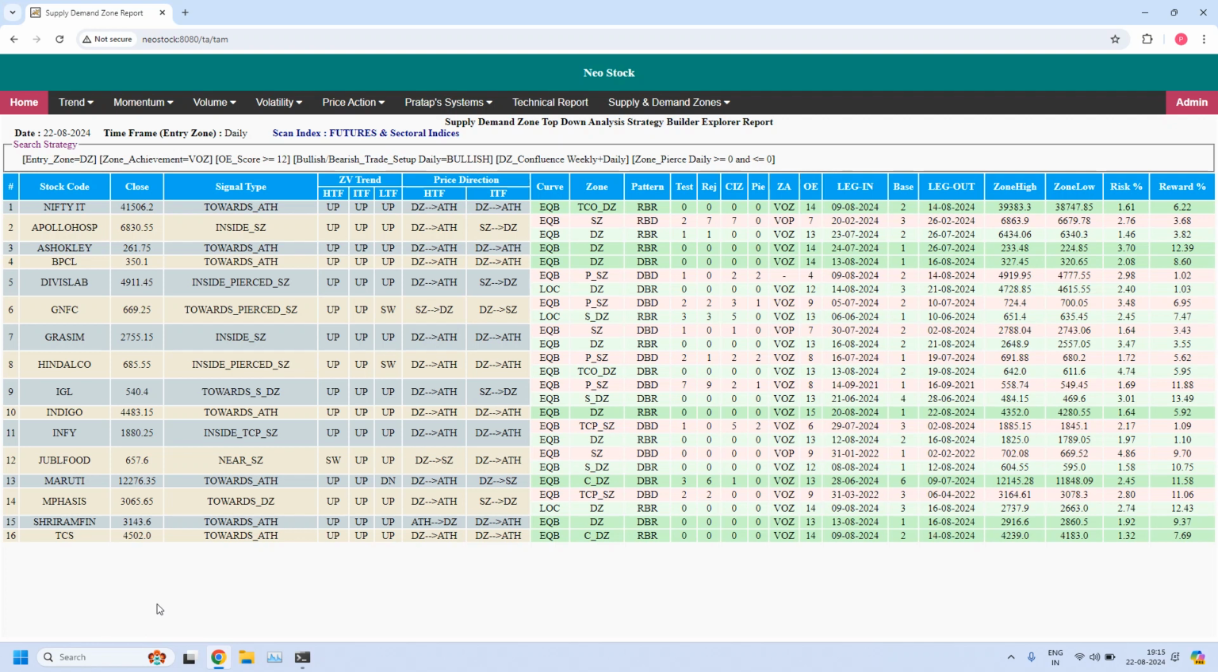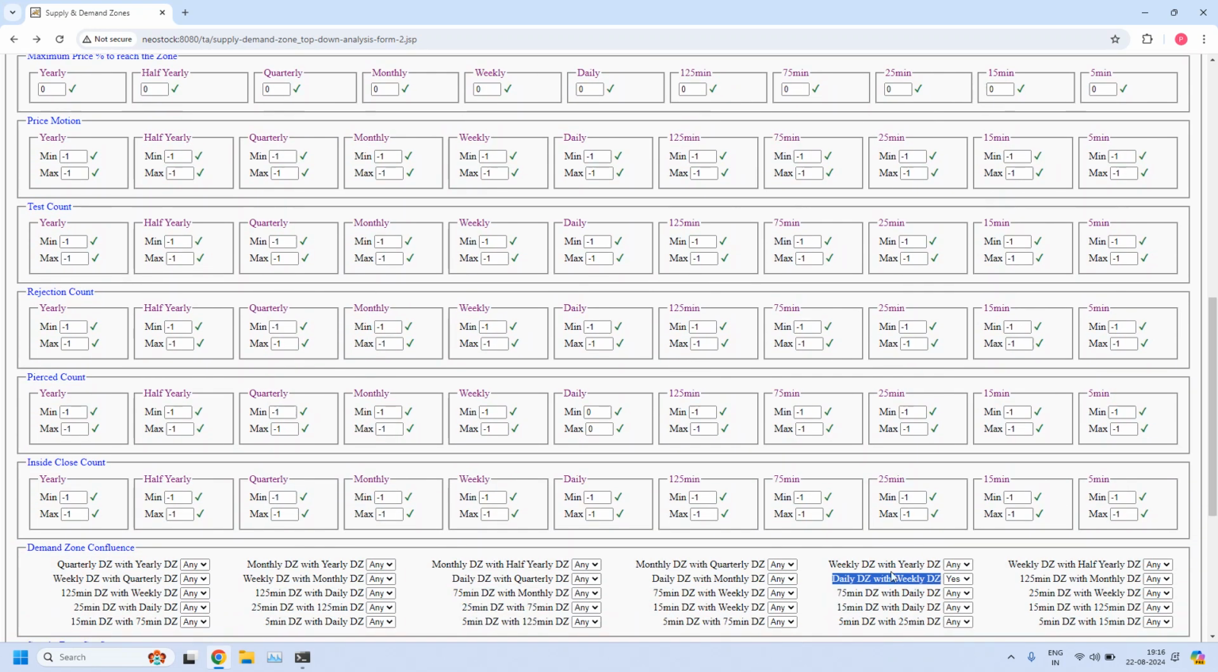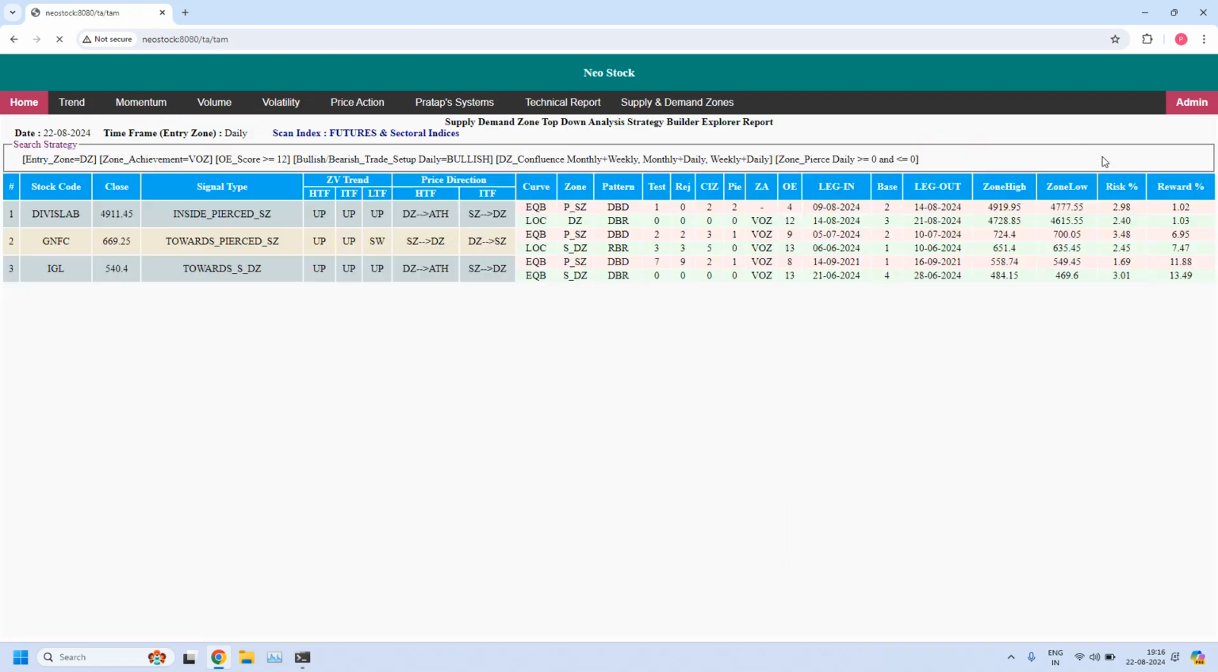Now out of these 16, again, how many of these stocks have confluence with the HTF zone? HTF is monthly. So that means daily, weekly, monthly demand zone confluence. Let us verify. Already the daily demand zone with weekly demand zone is enabled. So the daily demand zone with monthly demand zone I am also enabling. And the weekly demand zone with monthly demand zone I am also enabling. With all the 3 filters, let's verify. So 3 stocks are filtered. That means these 3 stocks are supporting a bullish trade setup for monthly income trade and also daily, weekly and monthly demand zone confluence.